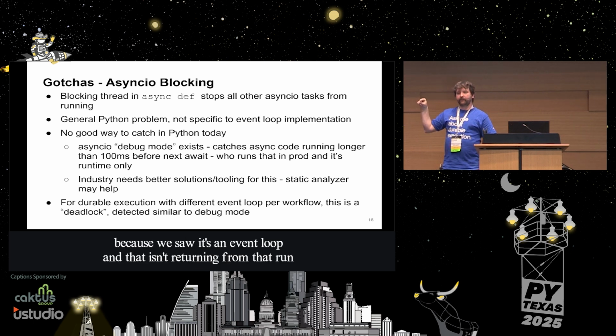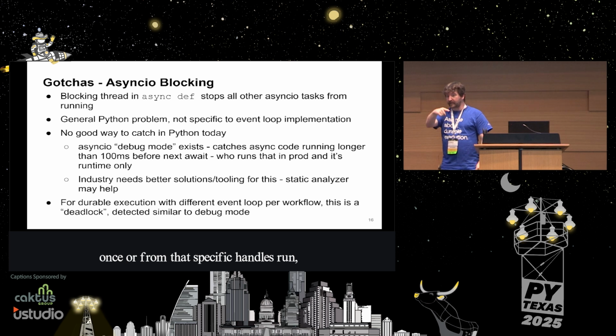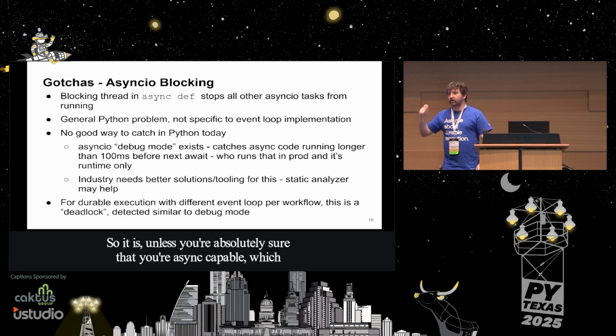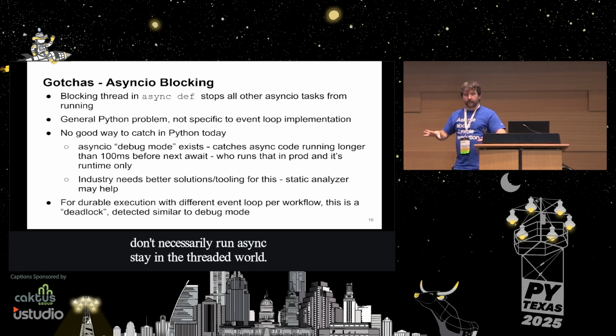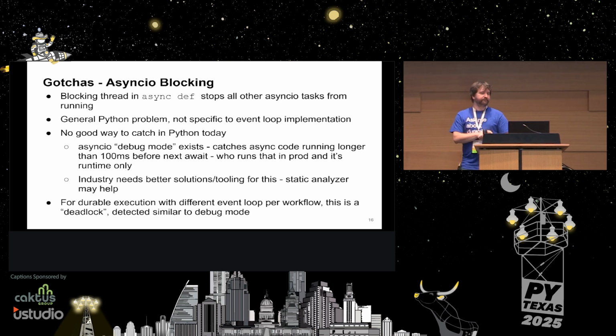And if that isn't returning from that run once or from that specific handle's run, then nothing else on the asyncio loop can run. So unless you're absolutely sure that you're async capable, which we're completely sure in our workflows because we have a custom event loop, don't necessarily run async. Stay in the threaded world, it's still okay.